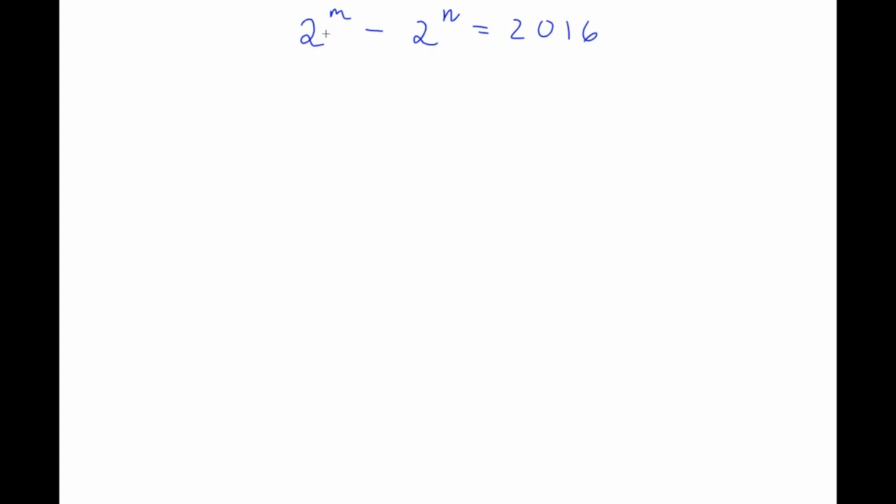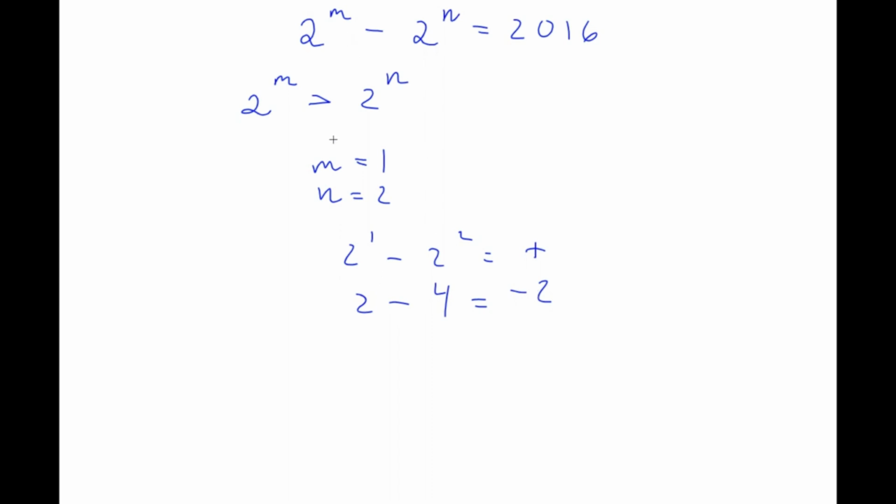Now, as you see, because 2 to the power of m minus 2 to the power of n is equal to a positive number, which in this case is 2016, we know that 2 to the power of m is greater than 2 to the power of n. Because let's say, hypothetically, that m was equal to 1 and n was equal to 2. We would have 2 to the power of 1 minus 2 squared. 2 to the power of 1 is 2, minus 2 squared is 4, and this is equal to negative 2, which is a negative number.